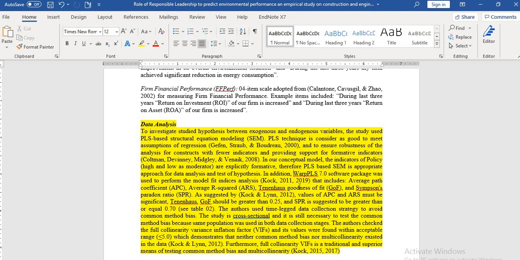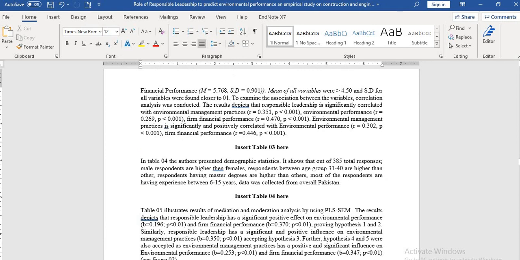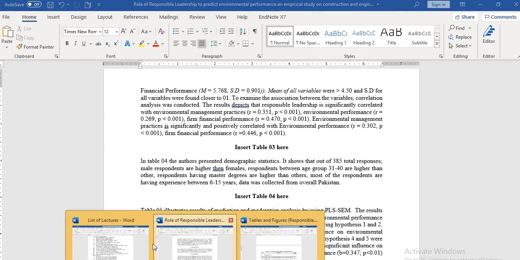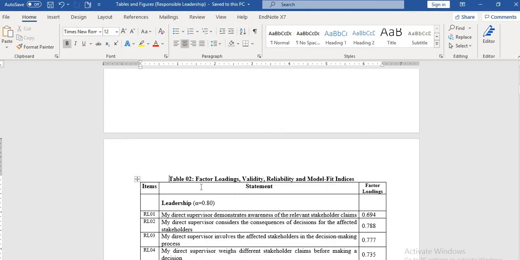In addition, WarpPLS 7.0 software package was used to perform the model fitness indices. This is actually a test case or a reference where this PLS 7.0 is used for model fitness. These are the indicators which I have already explained to you earlier. So this is the case study, and how I have reported these figures in my results. This is Table 2.